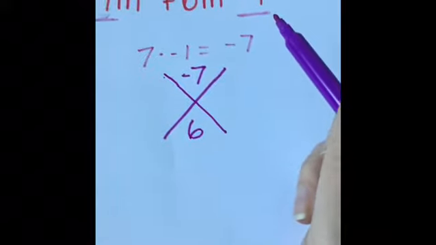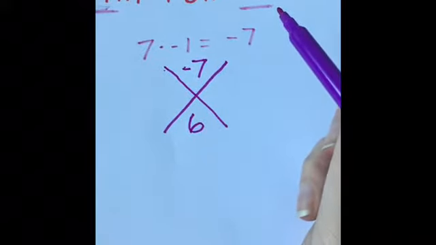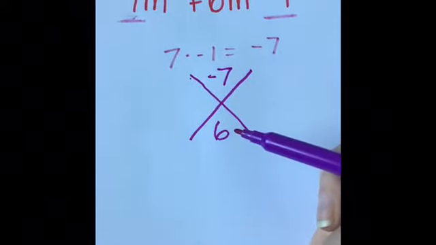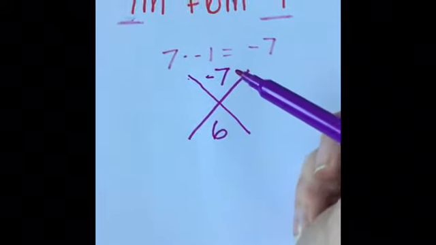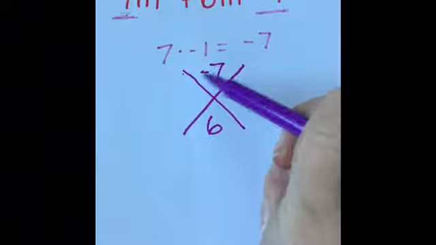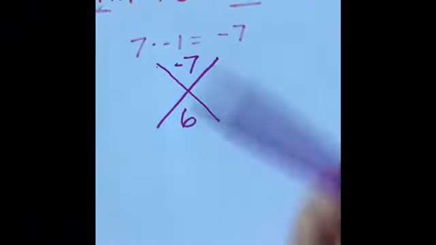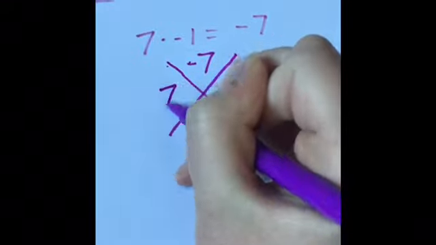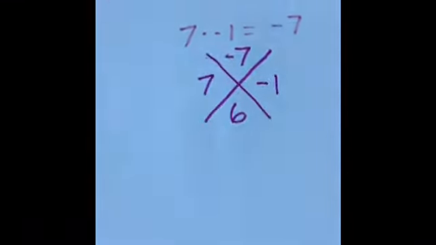Alright, so I know that if I multiply 7 with 1, it's going to equal 7, but there's a negative sign, so it's going to be a negative 1. And 7 minus 1 equals 6. So I know that the two numbers are going to be 7 and negative 1.